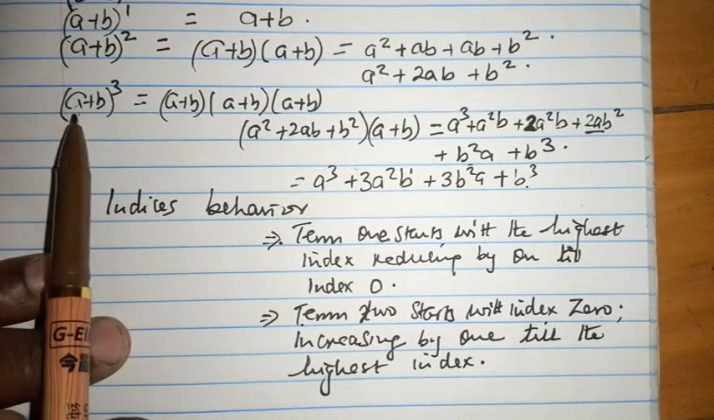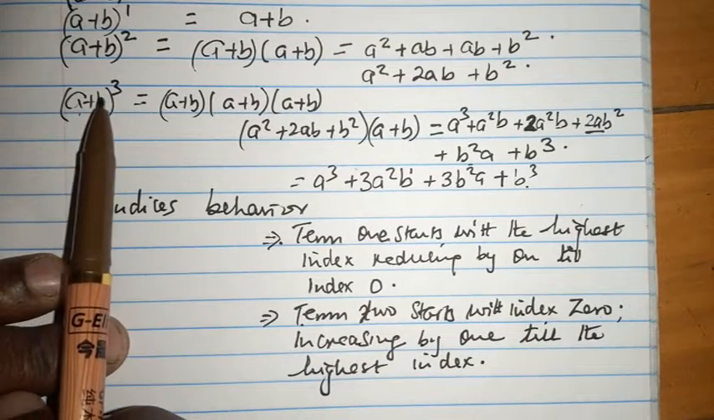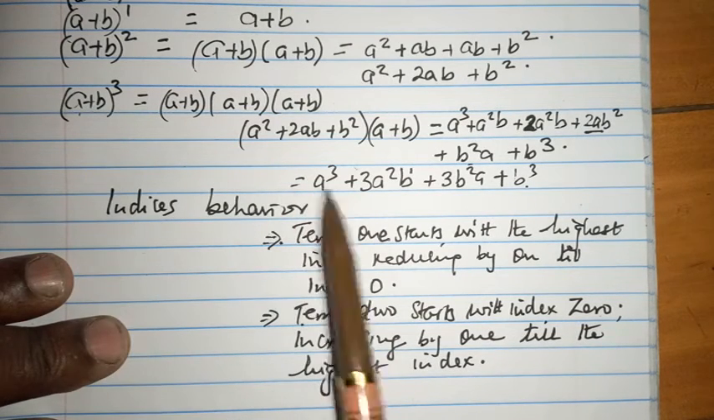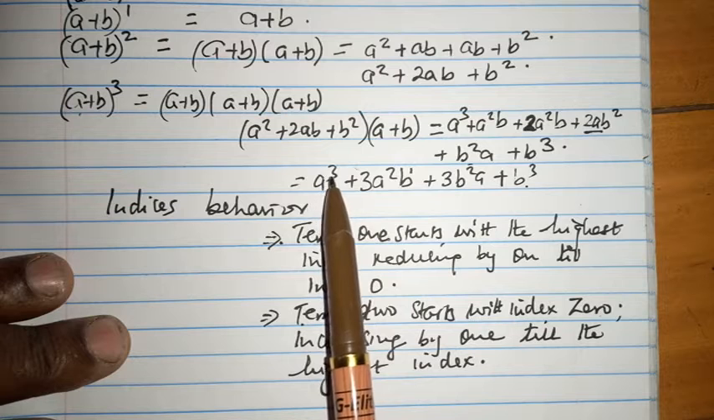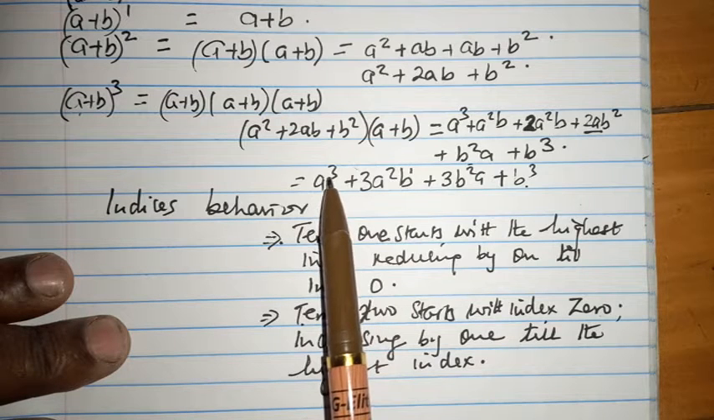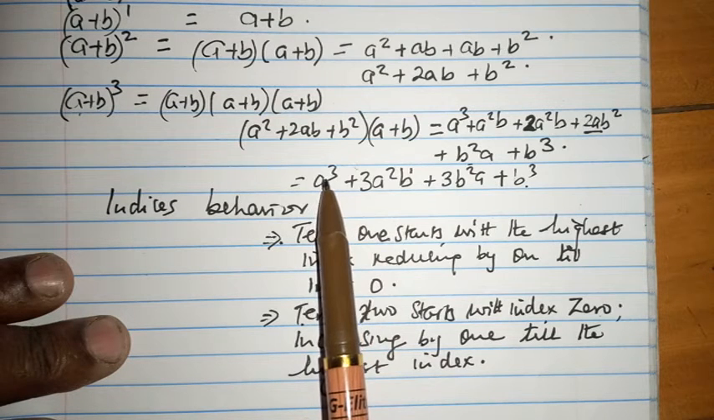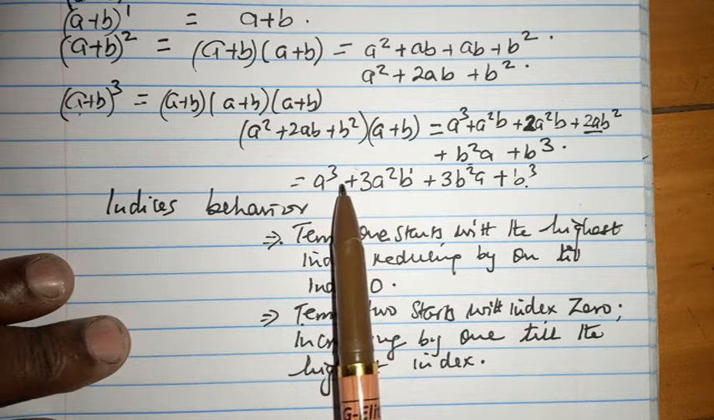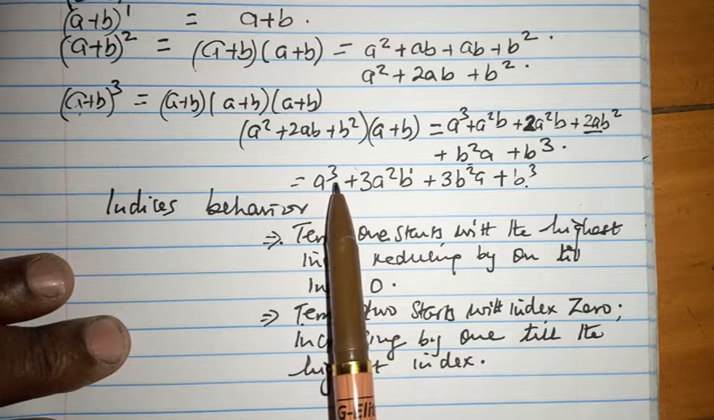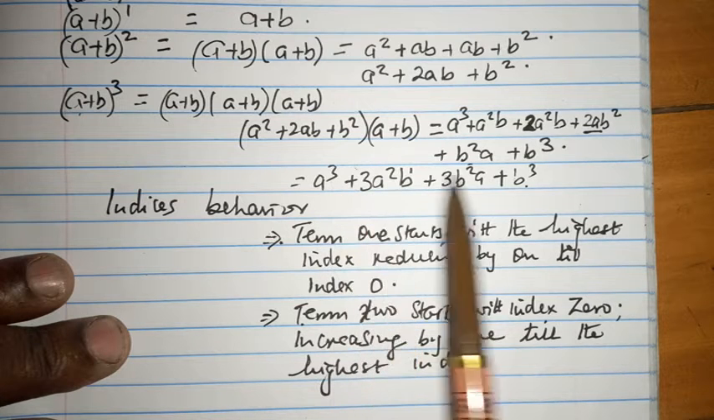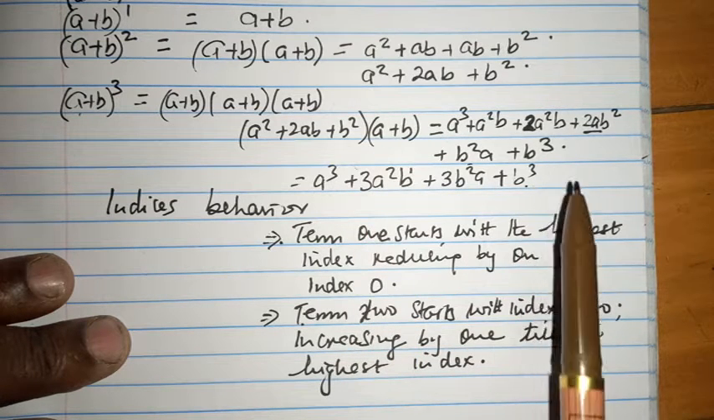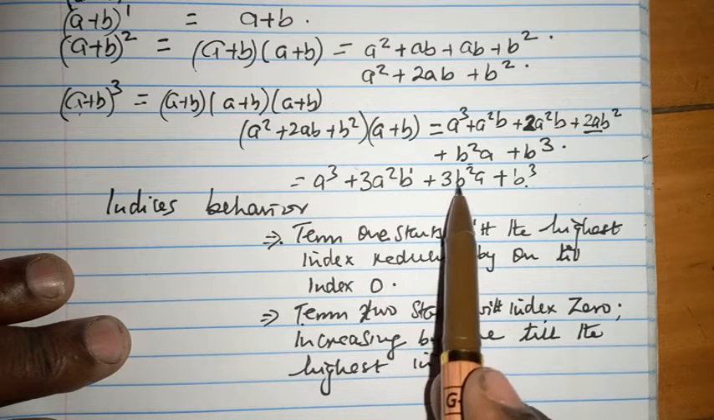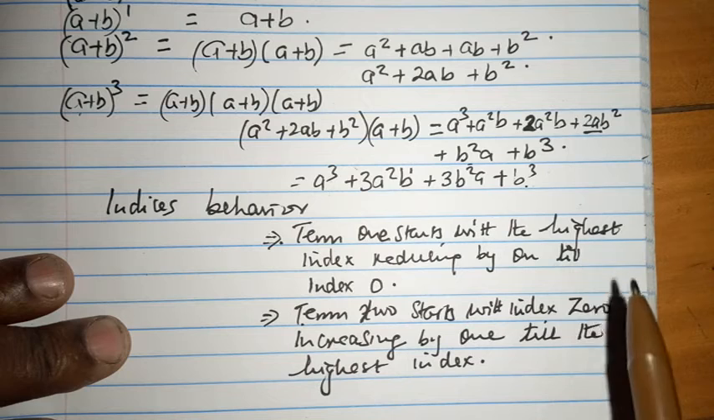And I will explain that with this. If you look at this expansion, (a plus b) cubed, the highest power is 3. So a enjoys the highest index in the first term. It keeps reducing by 1 until it has the index 0. So 3, 2, 1, 0. What about b? b starts with 0, 1, 2, 3.